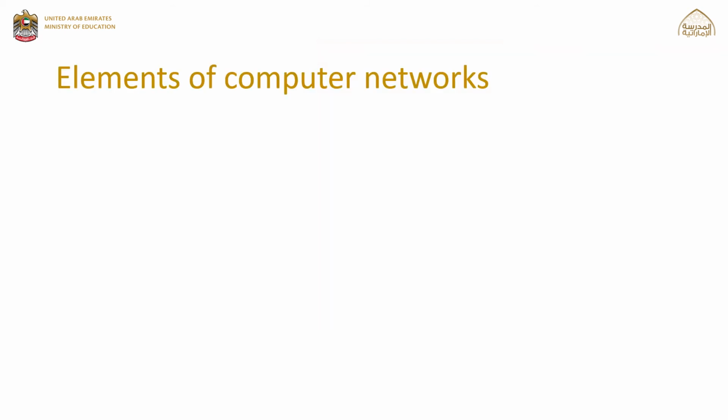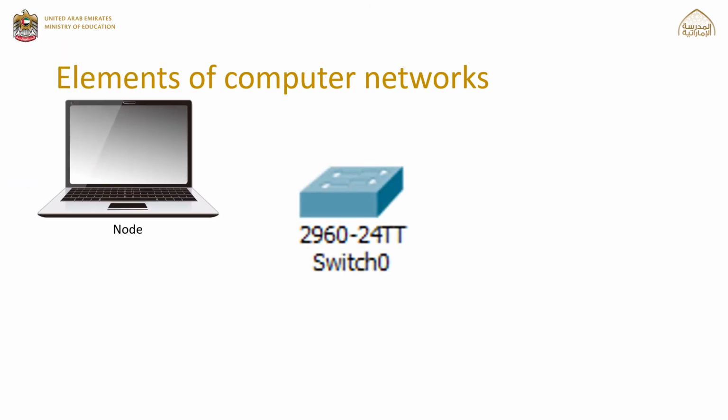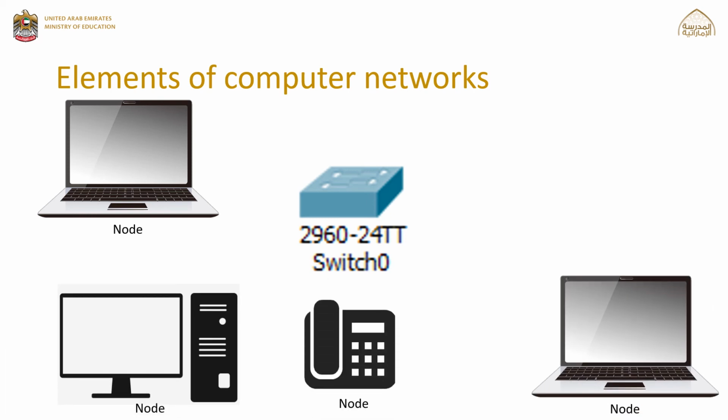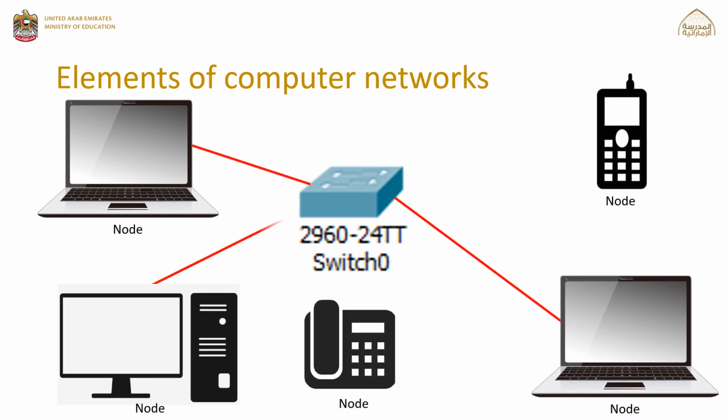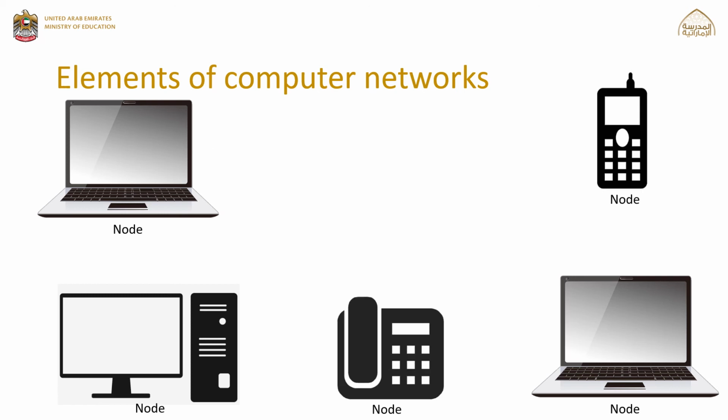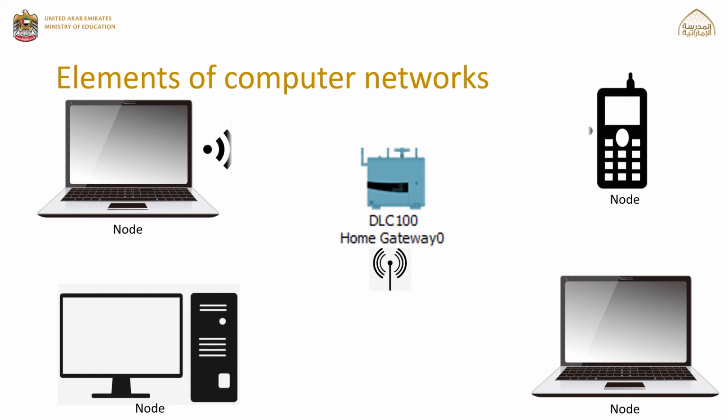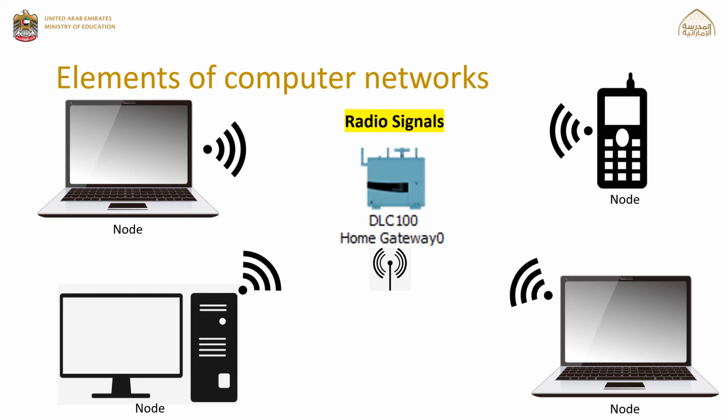Elements of computer networks. The device in a network is called a node. And when we connect multiple devices, we call them nodes. These nodes are connected to each other using cables or wires. The cables or wires are known as link or communication media. We can also connect these nodes wirelessly using radio signals.